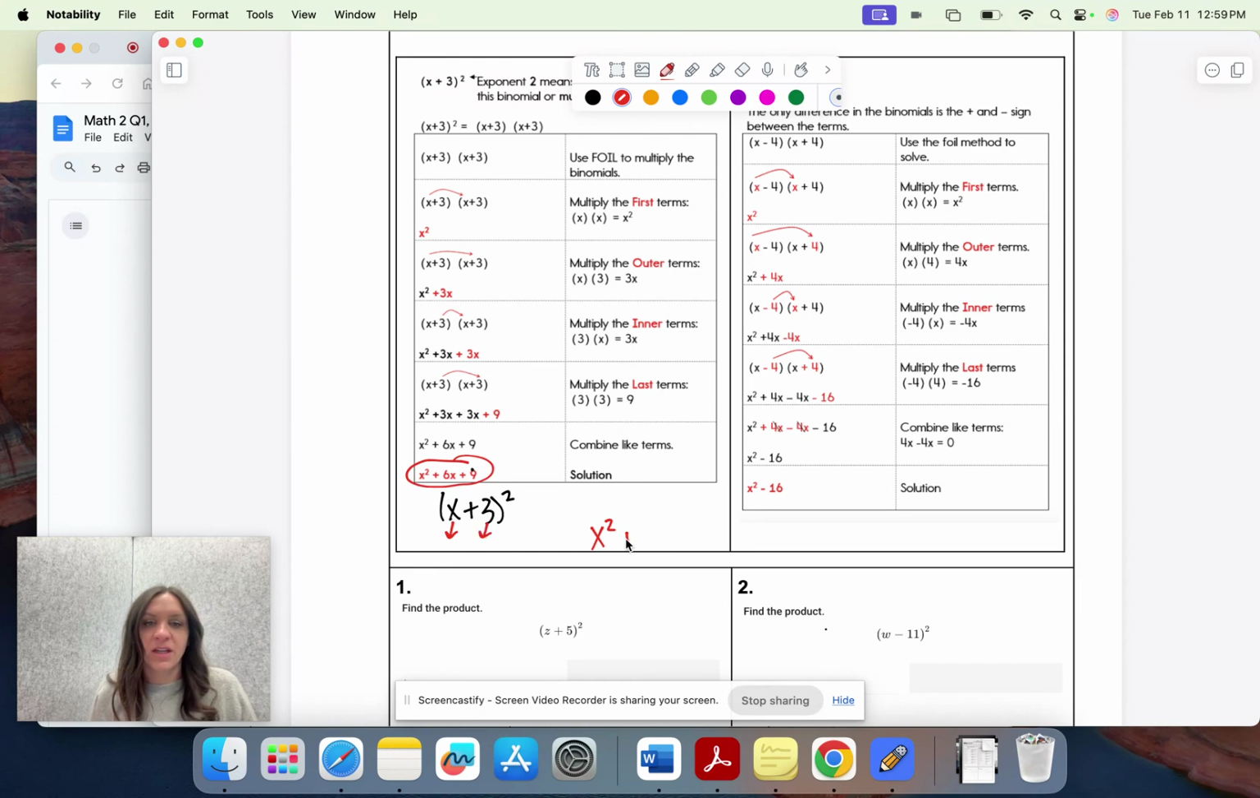Double the 3, that goes in the middle. And then the last term, you square the 3. So 9. So anytime you're squaring a binomial, that's the shortcut.